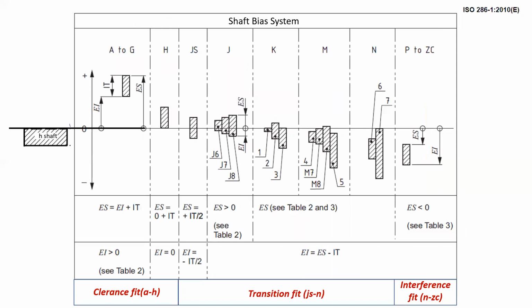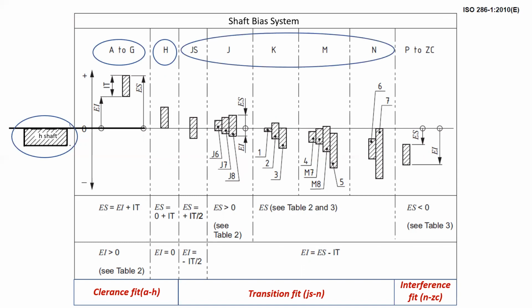Now this is again the figure taken from ISO 286-1. So here for the shaft bias system, we can see the H shaft with its upper deviation equal to 0 and the tolerance zone extending downwards. When the H shaft will be mated with hole designated A to H, it will result in clearance fit. And when the H shaft will mate with hole designated capital JS to N, it will result in transition fit. And similarly, when the H shaft will mate with holes designated P to ZC, it will result in interference fit.